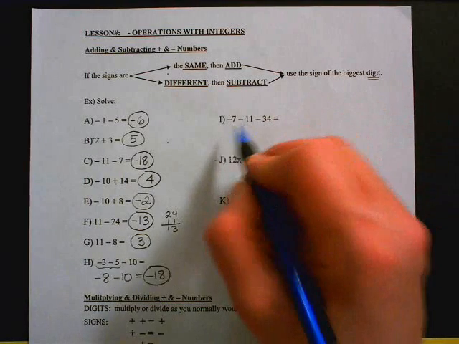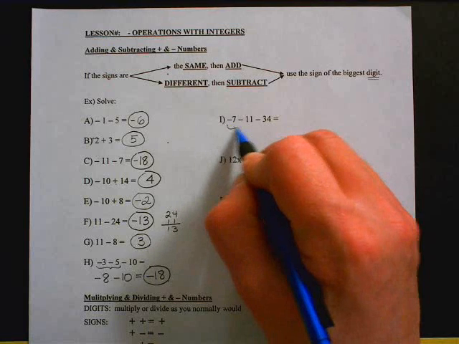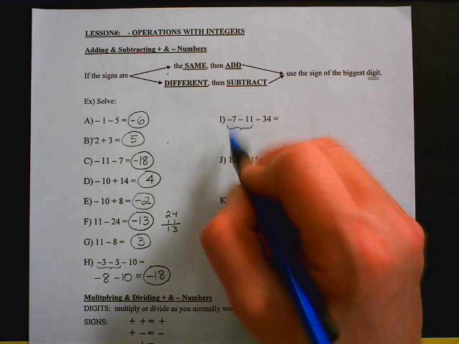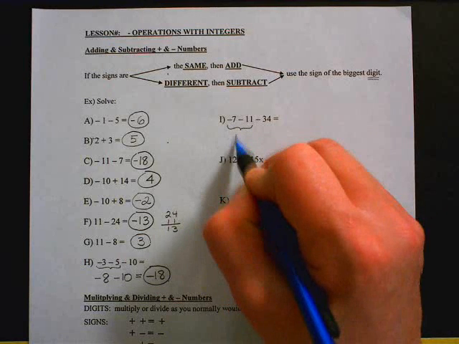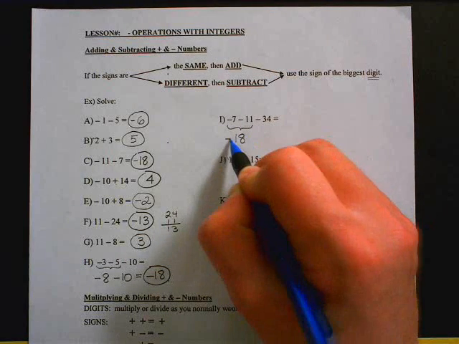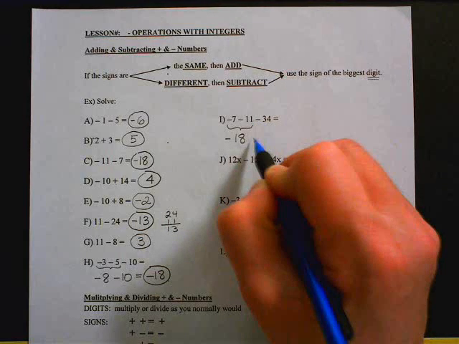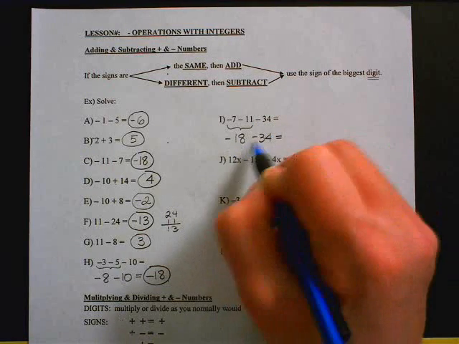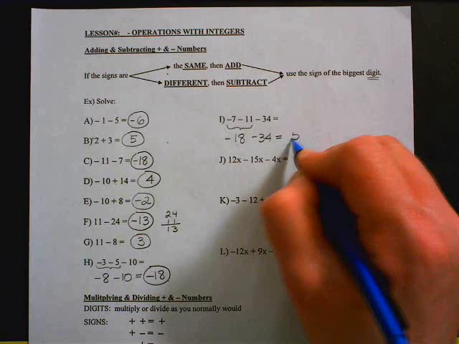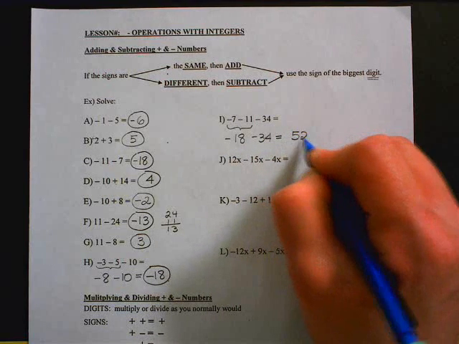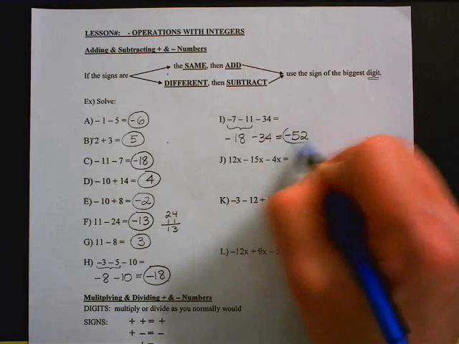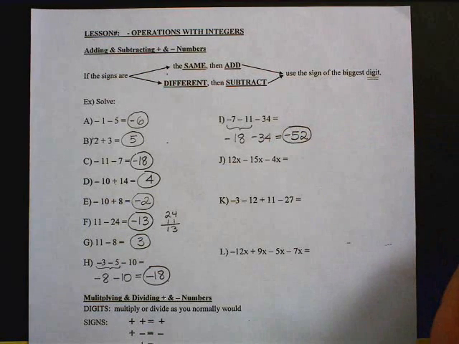Alright, very well. Let's keep going on the examples. Then I have -7 and -11. Signs are the same, so I would add, and I'll get 18, and it would be negative because 11 is the biggest. Bring down 34. Signs are the same, so I add. 18 plus 34 is 52, and it will be negative because 34 is the biggest term.